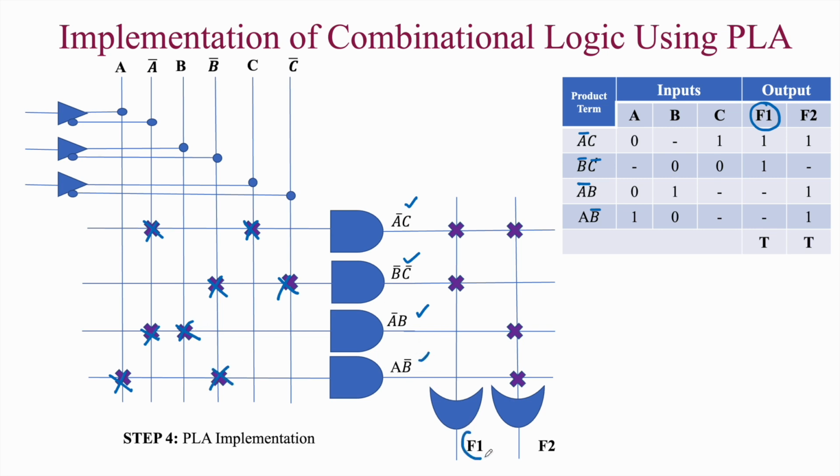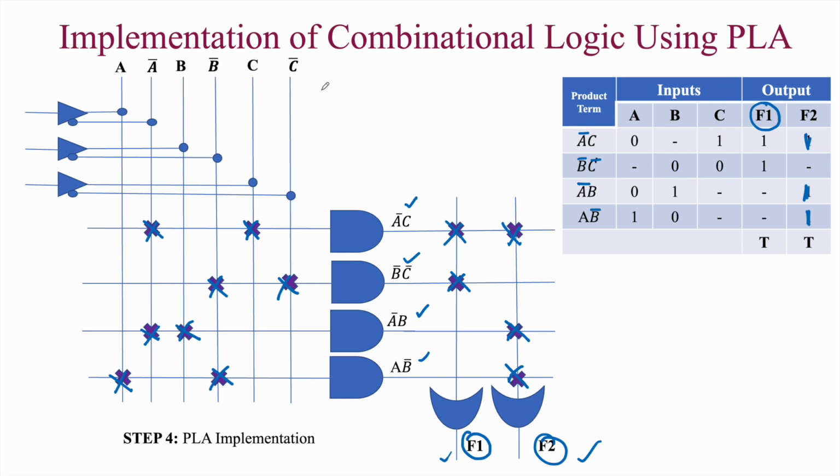Now, what does function F1 have? It has A bar C and B bar C bar. What does function F2 have? It has A bar C because we have a 1 here. We have another one here, A bar B. We have another one here, A B bar. Hence we have implemented the logic into a PLA.